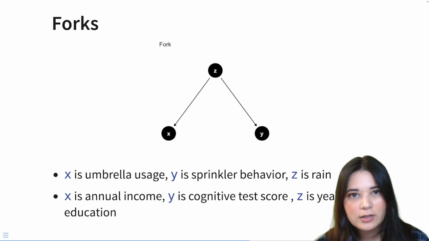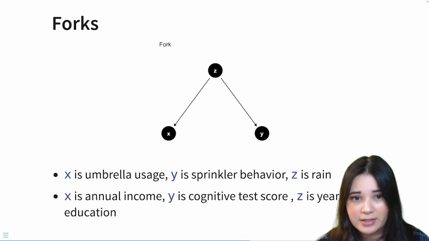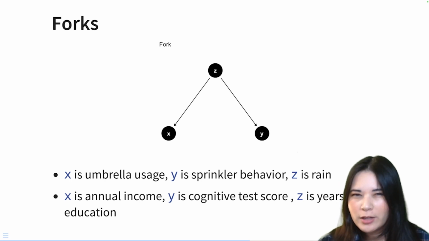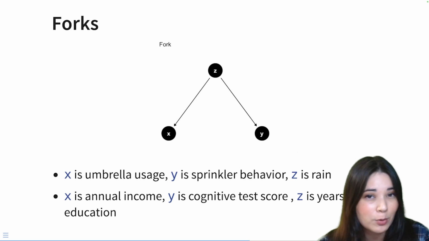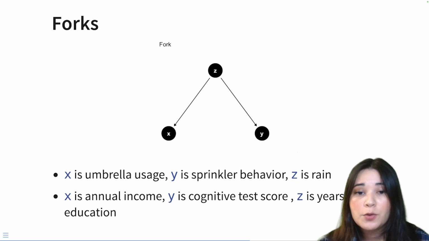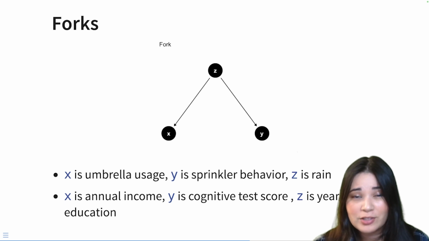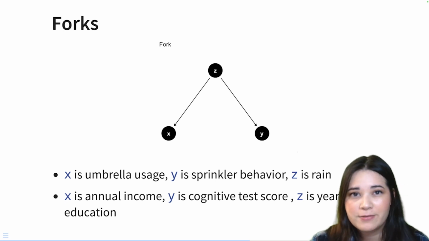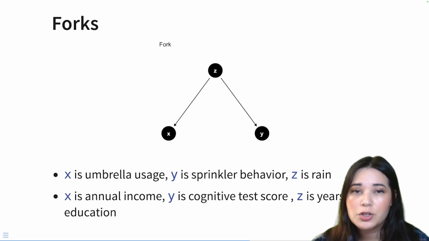All right, let's talk a little bit more about forks specifically. Now, the fork pattern looks a little something like this. However, forks can actually be subgraphs in much bigger DAGs, so we're going to learn about them in more simple cases, and then we'll expand to more complicated DAGs. So a fork basically looks like what the name implies. In a fork, there is a confounding variable z that causes two other variables x and y.